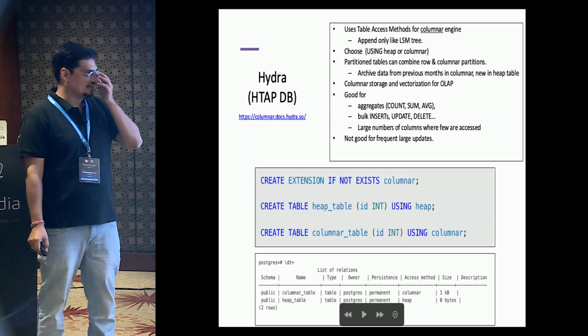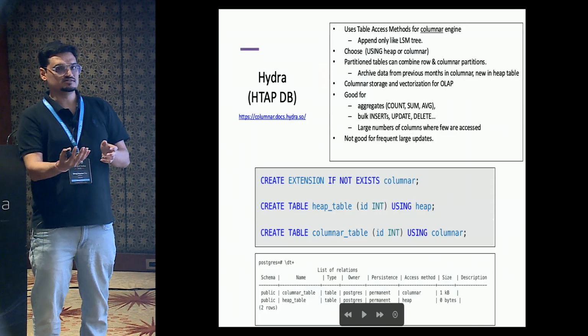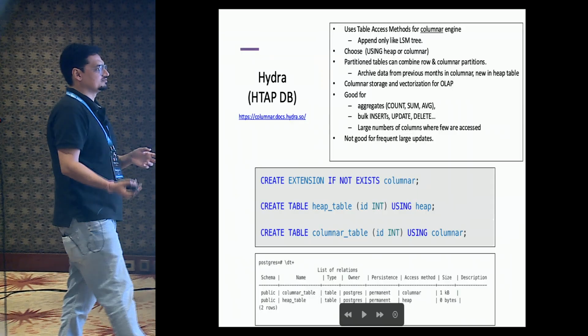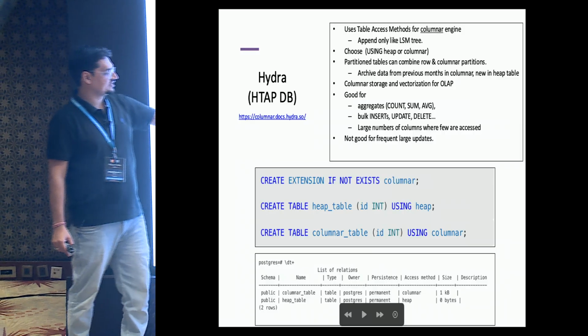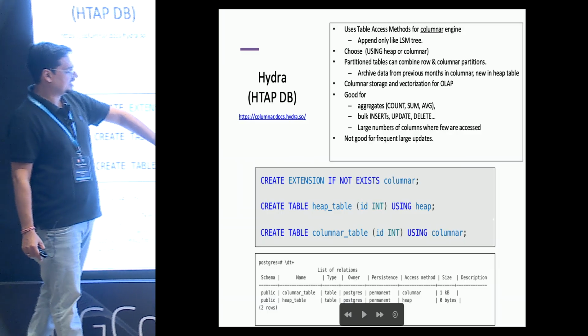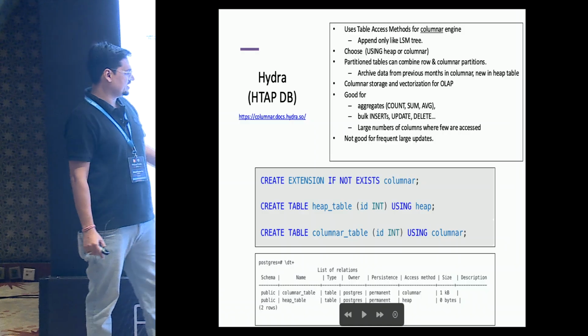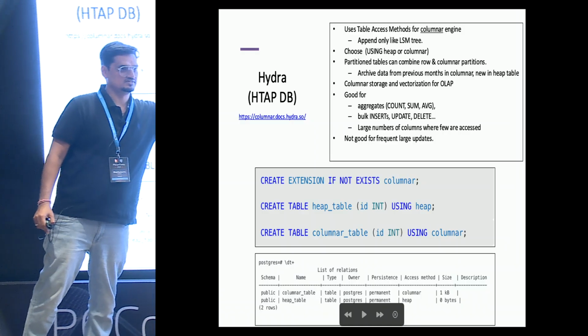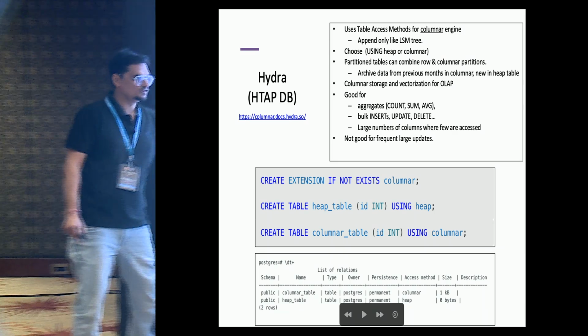This is the next database that I talked about. What they do is they make one more columnar storage engine behind the table access method, right? So you create an extension. This is normal stuff, I think. You create a table. We call this example table heap table, using heap. This is your regular Postgres table. And you can create a columnar table using columnar, right? This is a new thing. And then you can execute your regular Postgres commands.